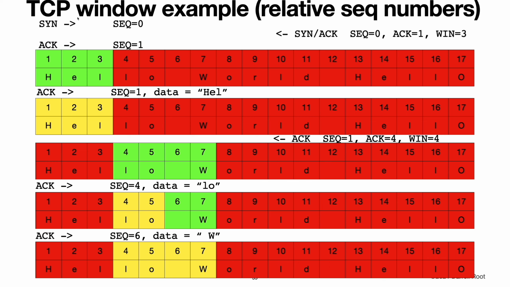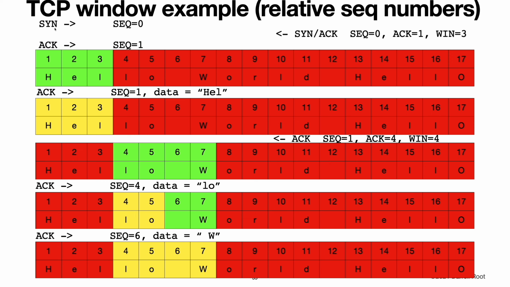Let's do a TCP window example. This is using relative sequence numbers from Wireshark, so the sequence numbers start at 0. Red means that the data is illegal to send. Green means that the data is legal to send and we have not sent it yet, so we should send it. And yellow means that it is legal to send because it has not been acknowledged yet. However, it is still legal to resend because it hasn't been acknowledged yet.